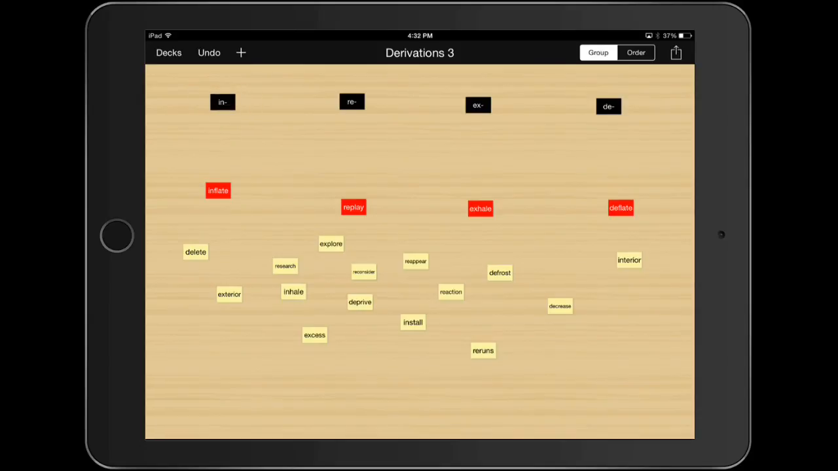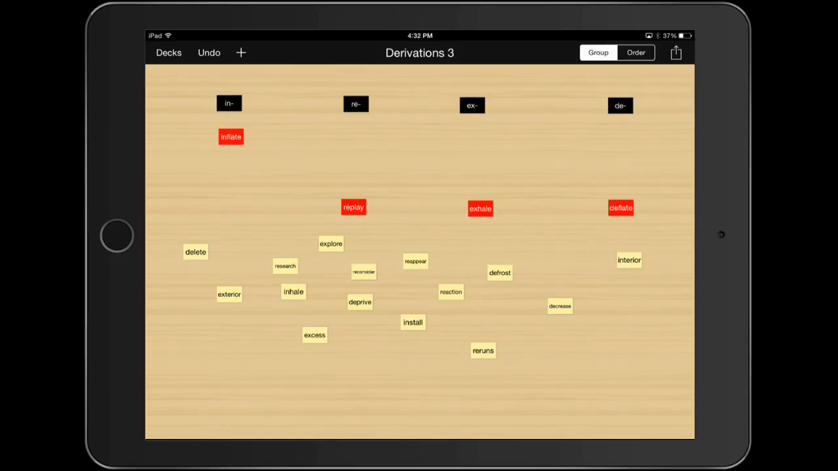This week, we see 4 new prefixes: in, re, x, and d. Let's take a look at the first prefix, in. When we see this prefix, know that all the words that begin with in are going to go under this header. Now the prefix in means into. Let's take a look at this word, inflate.